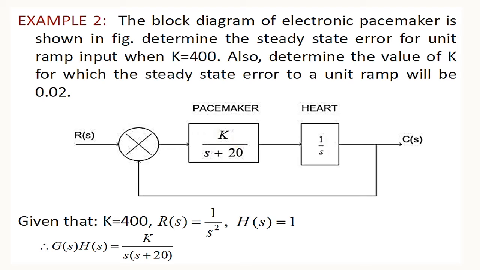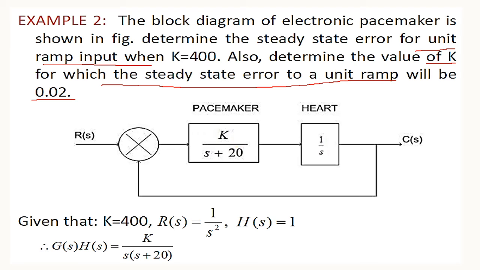The block diagram of an electronic pacemaker is shown in the figure. Determine the steady state error for the unit ramp input when K is equal to 400. Also determine the value of K for which the steady state error to a unity ramp will be 0.02.